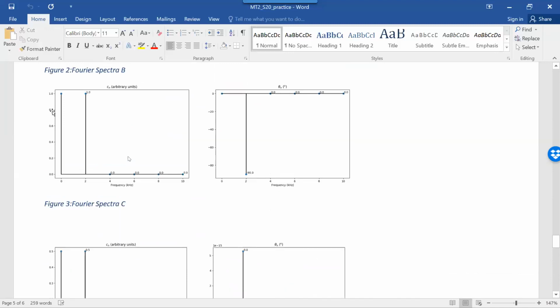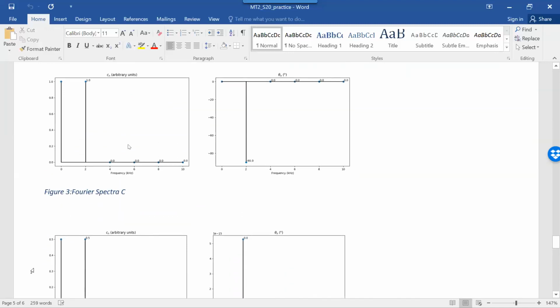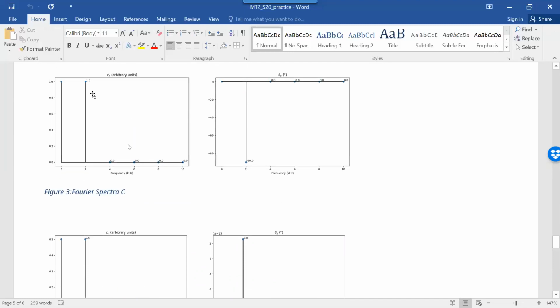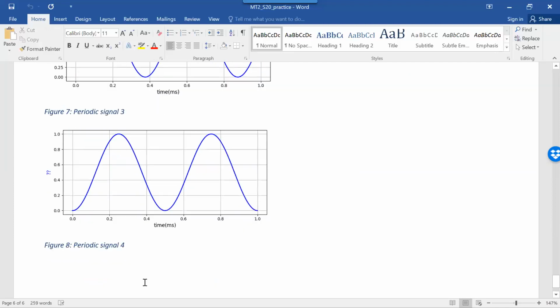All right, so unfortunately, this has an offset, that has an offset. This has something at 2 kilohertz. This has something at 2 kilohertz. How's that going to work? Well, you can see that this is going from 1 to 0.